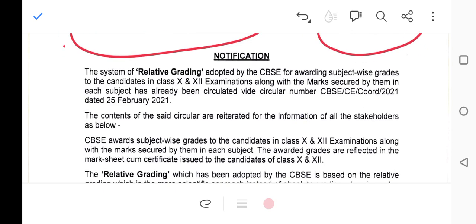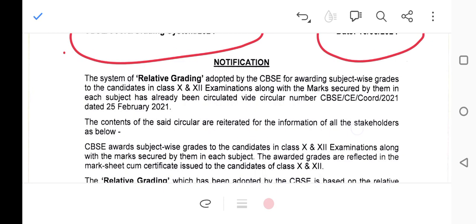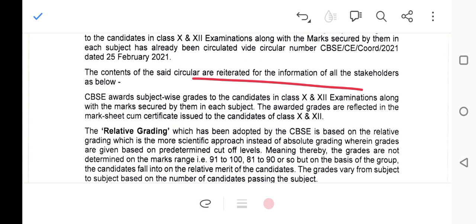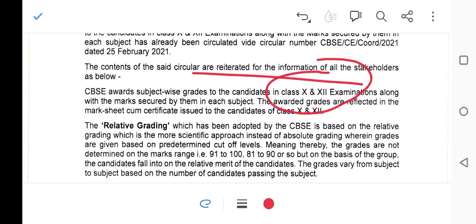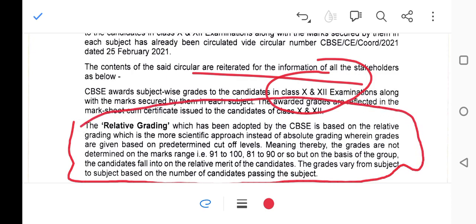The contents of the circular are reiterated, and you know very well that the CBSE does not give any percentage of marks and does not calculate percentages. I also shared a video earlier on my YouTube channel in detail about this letter. CBSE awards subject-wise grades to candidates in class 10 and 12 examinations along with the marks secured by them in each subject, which you know very well. So how is the award given? Here is the important thing explained by the CBSE.